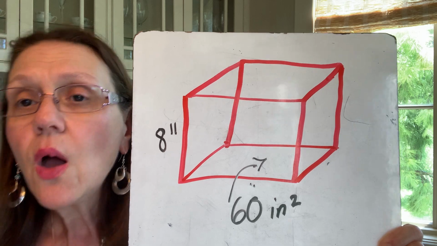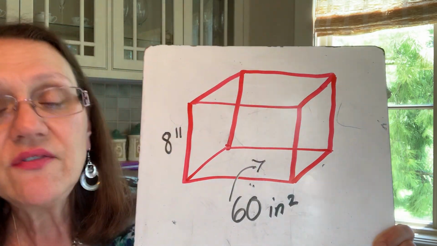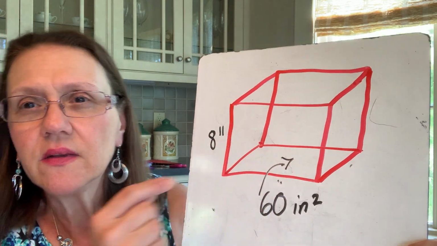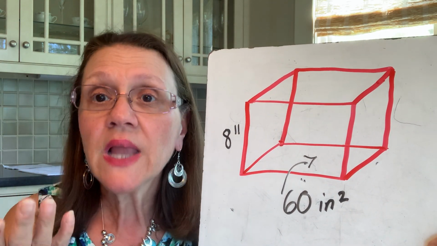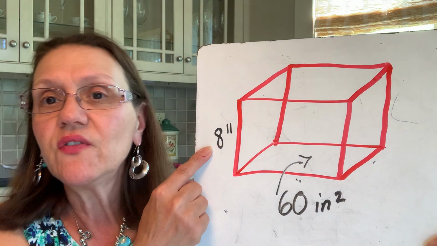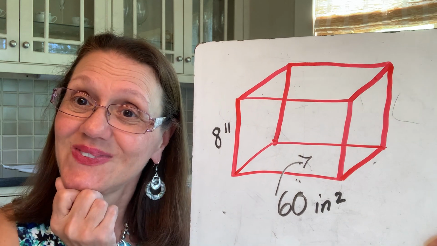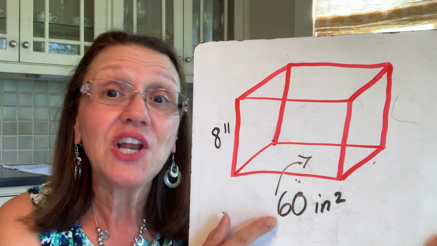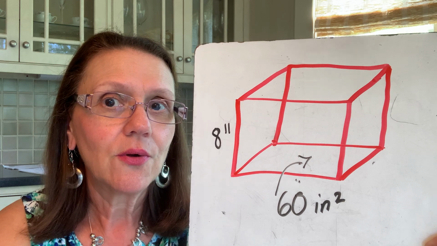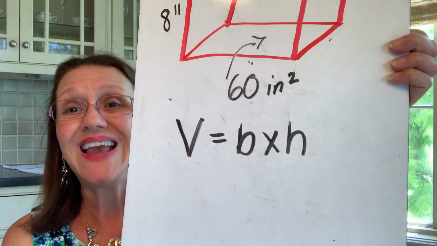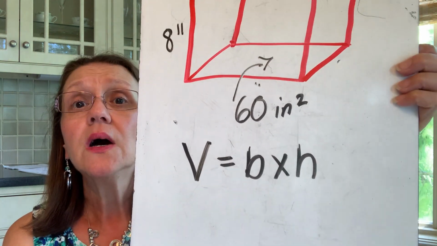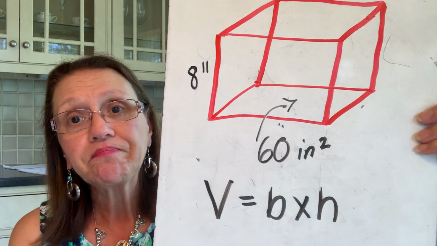What does that mean? Well, in this case, they've given you the area for the base. What is area? Length times width. They've also given you the height. Oh, so they've already done a little bit of the work for you. In this case, the formula is slightly different. It is volume equals base times height. B times H. B stands for base, H stands for height.